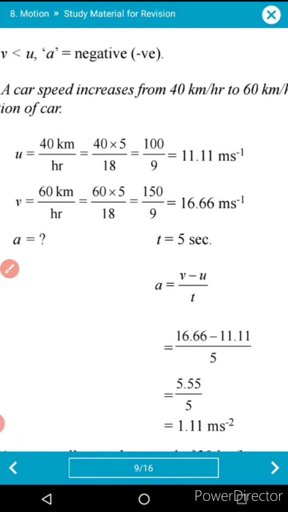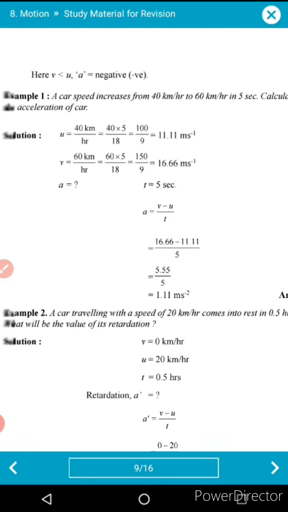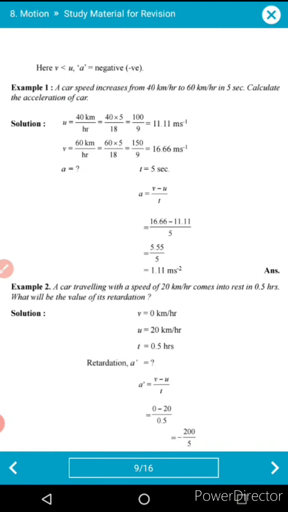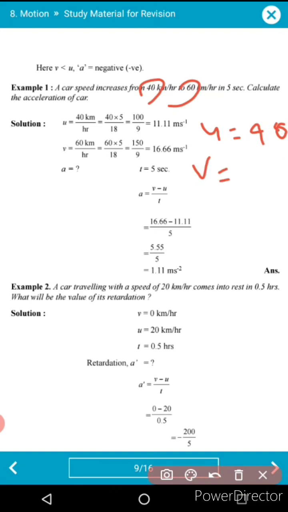So here the first numerical is given during the acceleration. For the acceleration, just understand the numerical carefully. Fine. A car's speed increases from 40 to 60, which means initially the speed of the car is u equal to 40 and the final speed of the car is v equal to 60. Okay, in 5 seconds the time is given. Because the time is in seconds, you need to convert the 40 kilometer per hour and 60 kilometer per hour into meter per second.